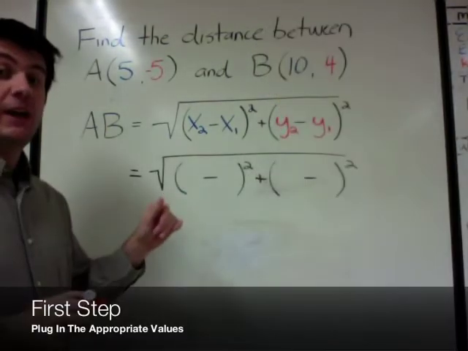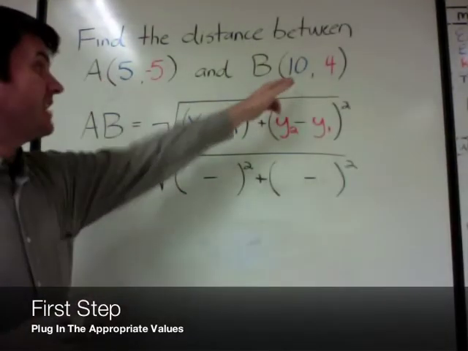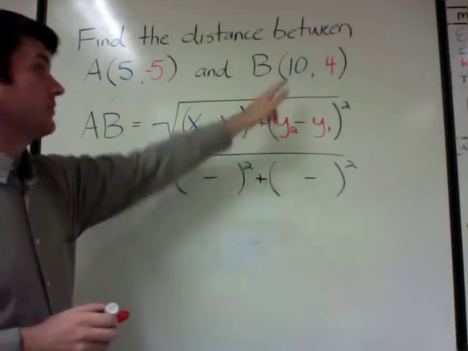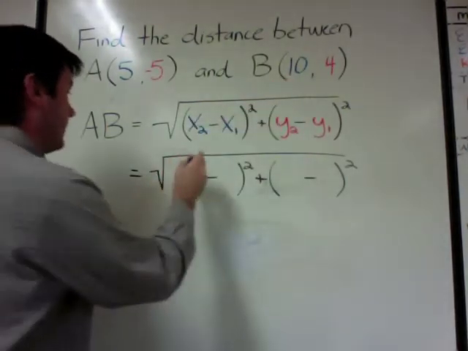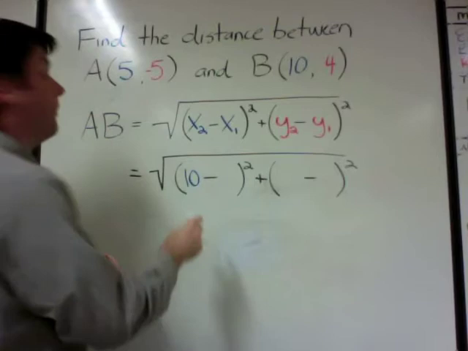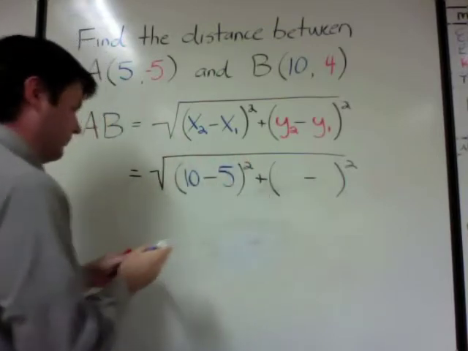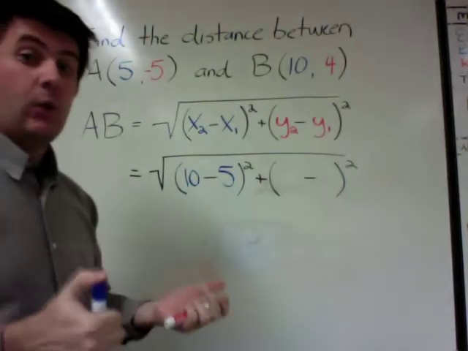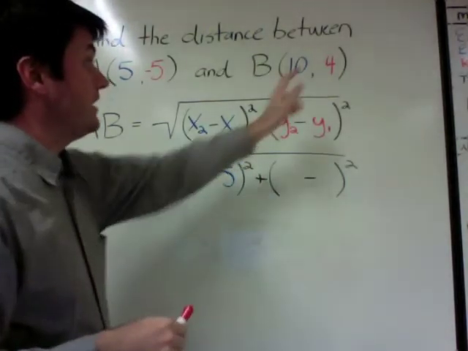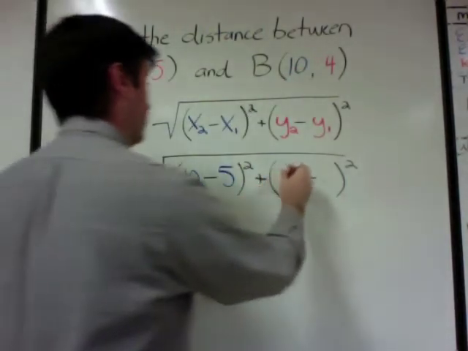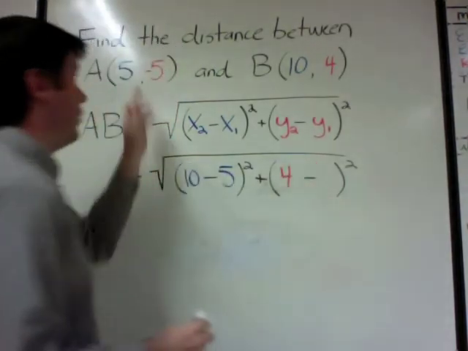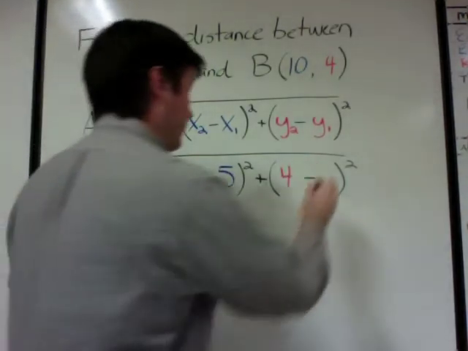All right, our two x values are 5 and 10. We want to plug in x2 first, so we're going to put 10 minus 5. All right, then we want to plug in our y values. y2 is 4. And then y1 is negative 5.